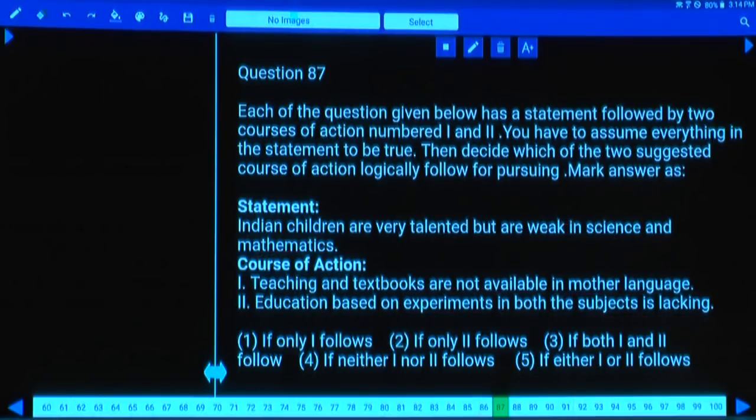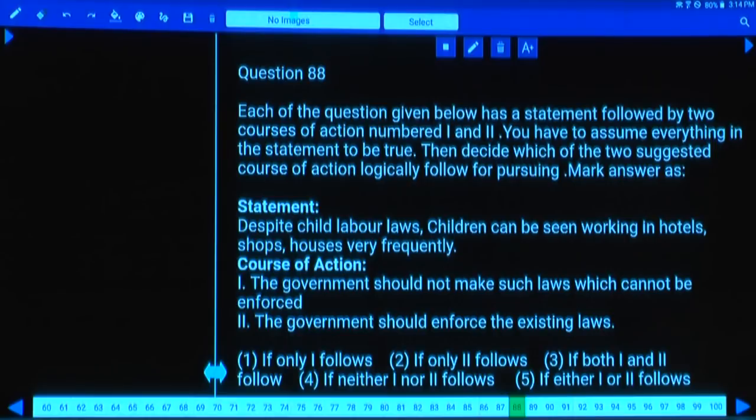Is lacking. What do you mean by this lacking here? Lacking means it is not there as of now. Next question, I will come back to that. Okay. Next question number 88.